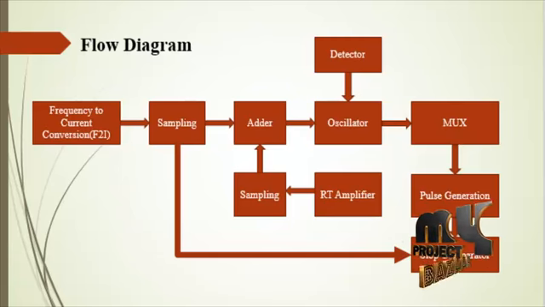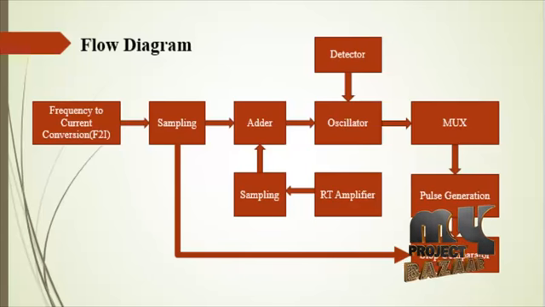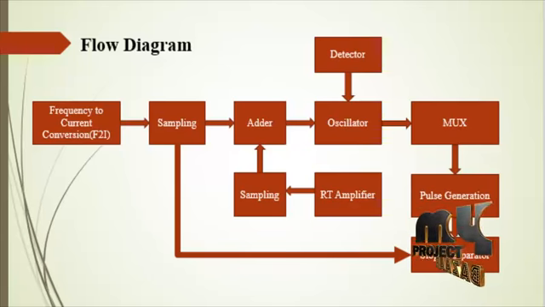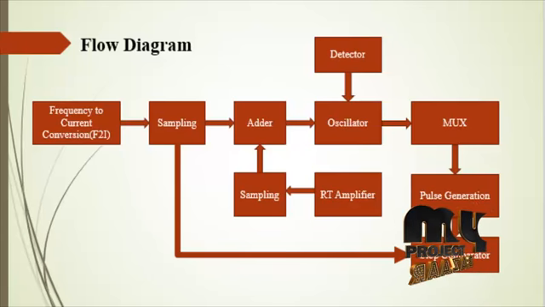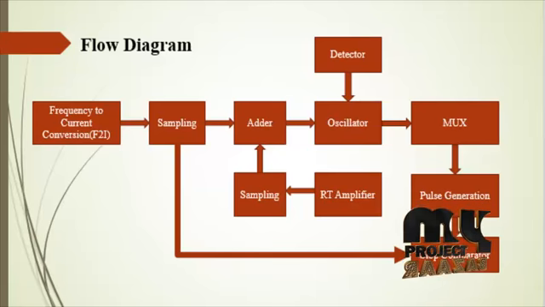Now we are going to discuss the flow diagram of our product. The proposed design is composed of an RT amplifier, a sampling circuit, a detector, a frequency to current conversion, an oscillator, a multiplexer, a pulse generator, and a slope compensation circuit. These are all the modules used to implement our flow diagram.